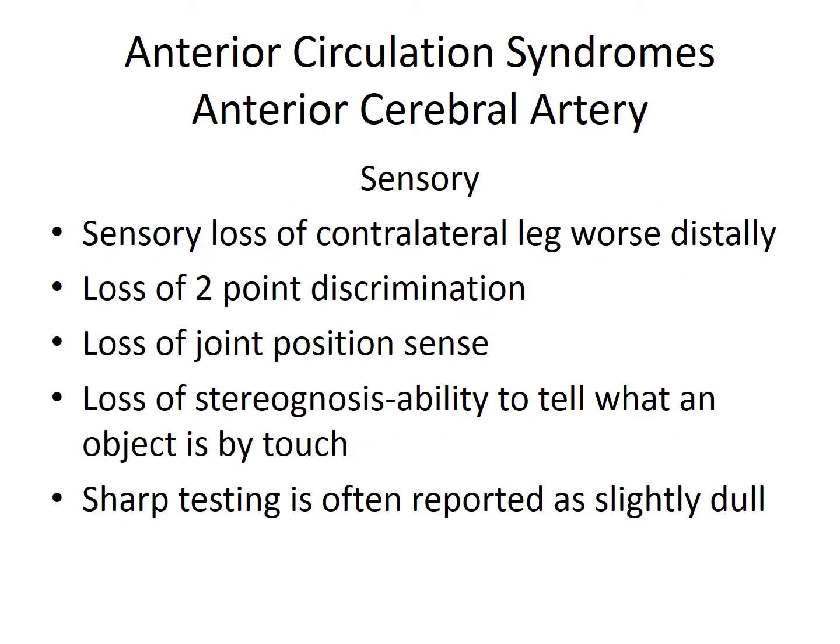From a sensory standpoint, with an anterior cerebral artery deficit, injury, or infarct, we would see sensory loss of the contralateral leg, worse distally. We would see loss of two-point discrimination, loss of joint position sense. We would also see loss of stereognosis. Again, this is the ability to tell what an object is by touch. And then sharp testing is often reported as slightly dull. So again, we might notice some impairments here, but still should be able to feel a little bit.